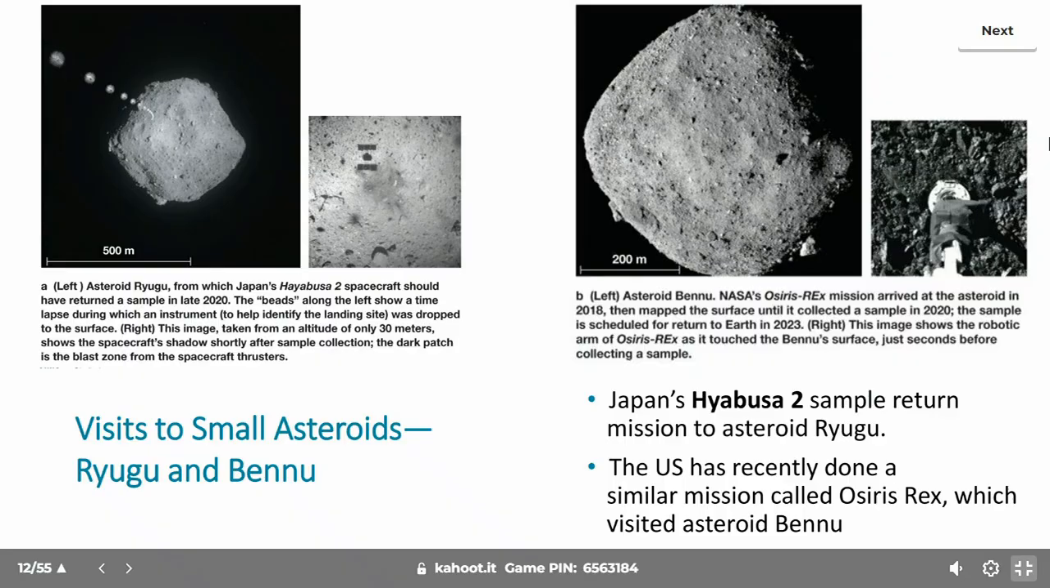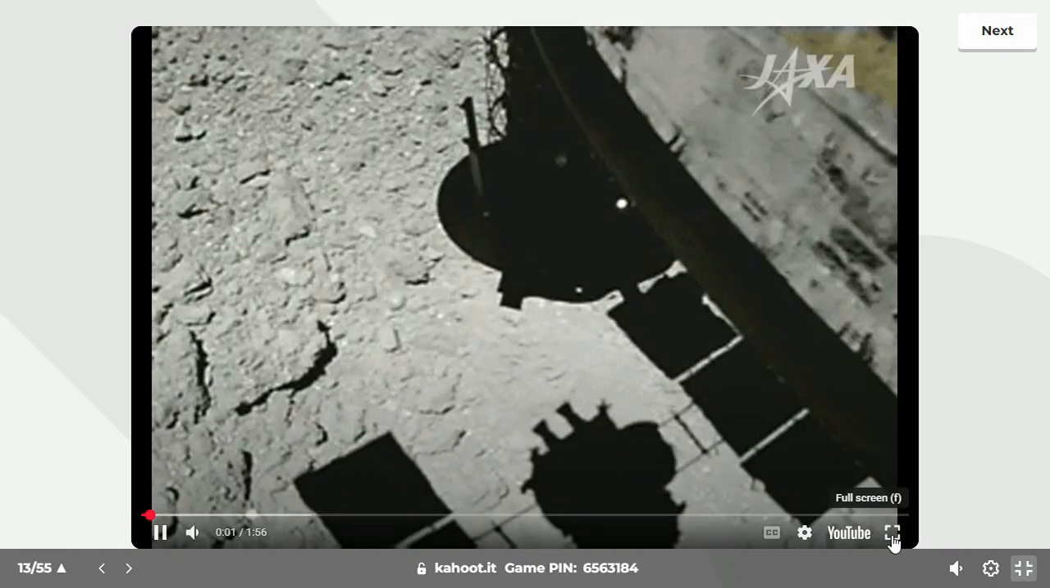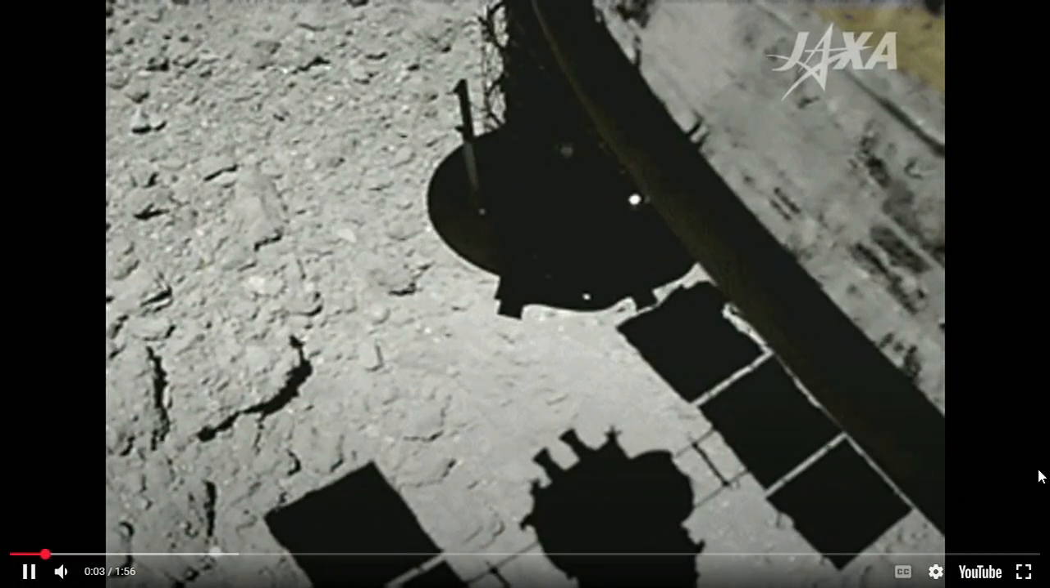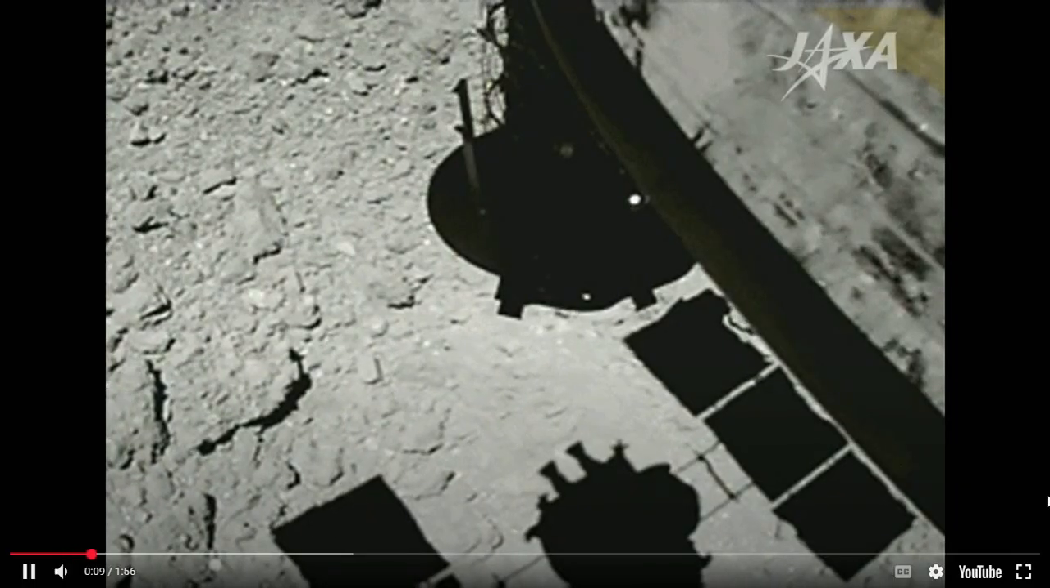Like I said, we started to send probes to these asteroids, and so the Japanese were the first to touch down on an asteroid and collect samples and bring them back to Earth, and the US has followed suit with NASA's OSIRIS-REx mission, also landing on an asteroid and collecting samples. So here's a video of the Japanese landing. Starts off kind of slow, and then it'll pick up.